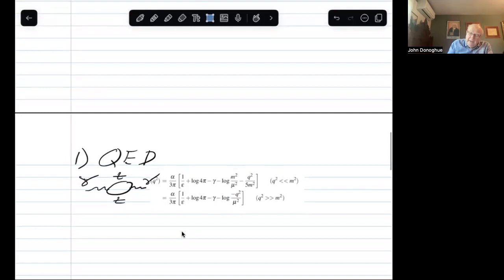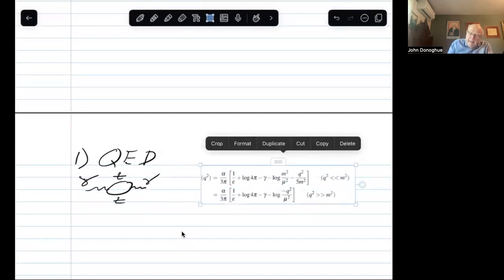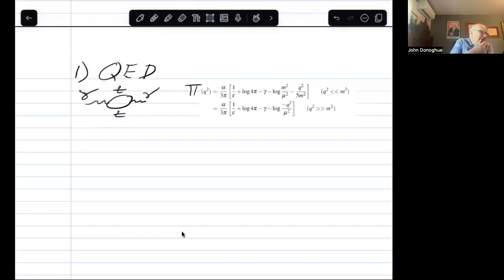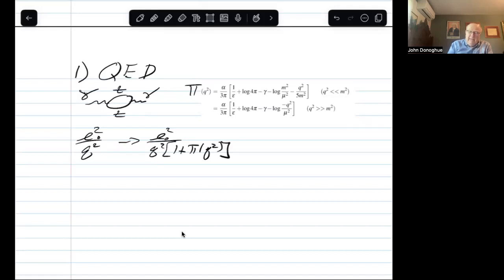There, I got what I wanted. Except that I missed the function pi there. So this is the vacuum polarization function. And we know that this basically ends up changing the propagator from e squared over Q squared to e squared over Q squared times 1 plus pi of Q squared. This is the familiar vacuum polarization function.